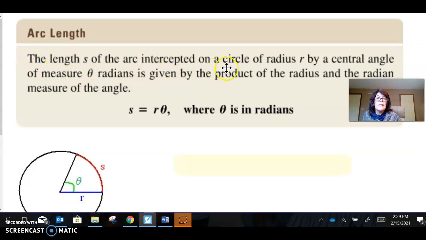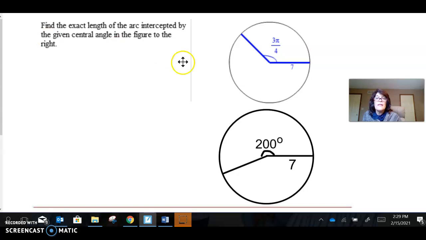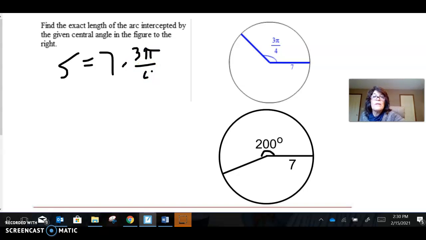So the length of an arc intercepted on a circle of radius r by a central angle measured in radians is given by arc length equals radius times theta. Okay, so here, when we're asked to find the exact arc length, hey, that's not a problem. Arc length equals radius 7 times theta, 3 pi over 4. So my arc length is 21 pi over 4.